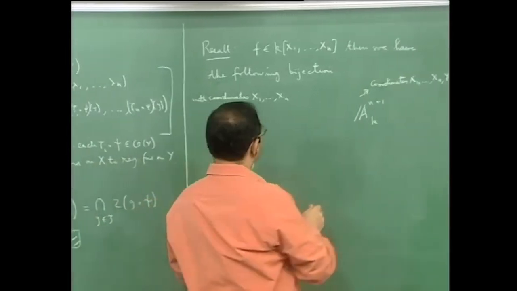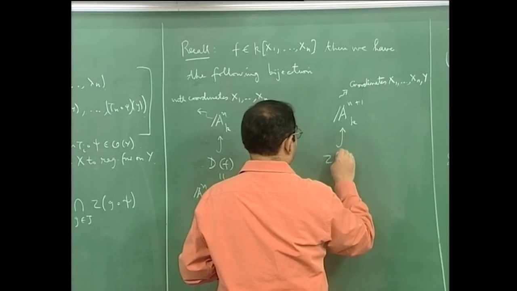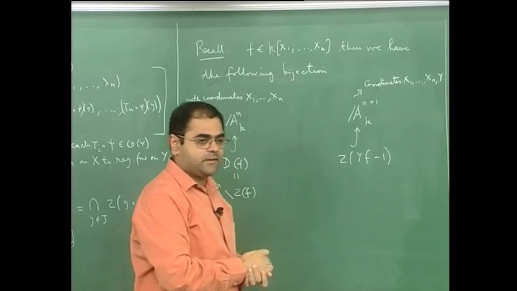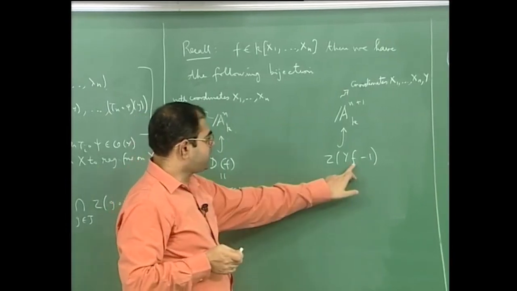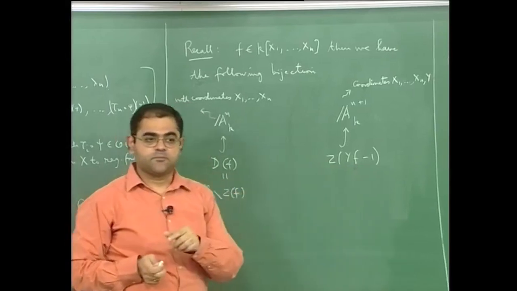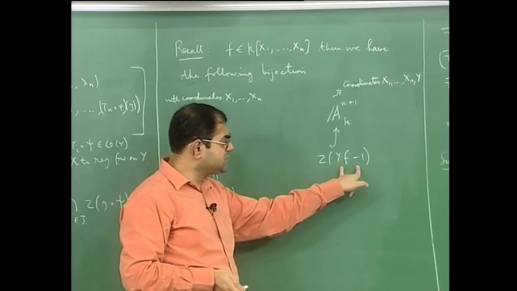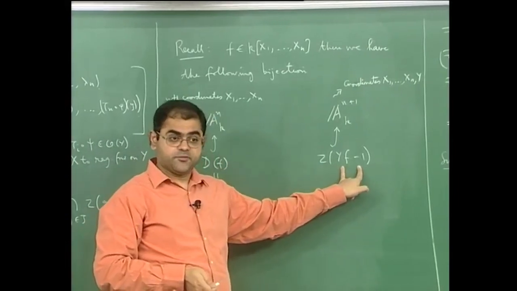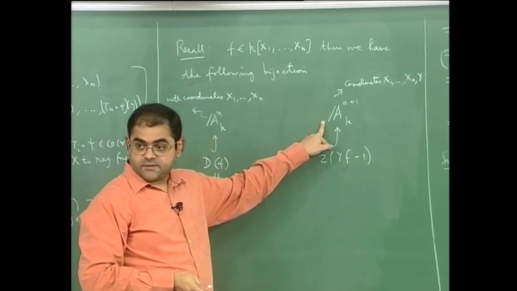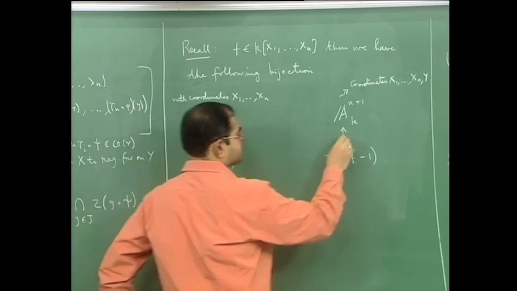And what I do is, I look at the zero set of yf minus 1. So f is a polynomial in the first n variables, and yf minus 1 becomes a polynomial in all the n plus 1 variables. And this polynomial is irreducible, and its zero set therefore gives an irreducible closed subset of affine space. Mind you, this is open and this is irreducibly closed.